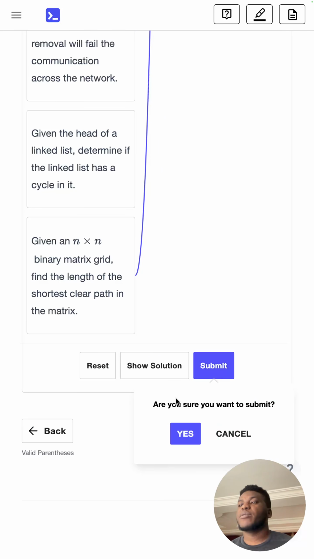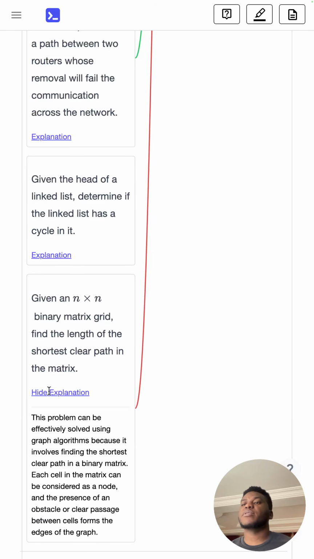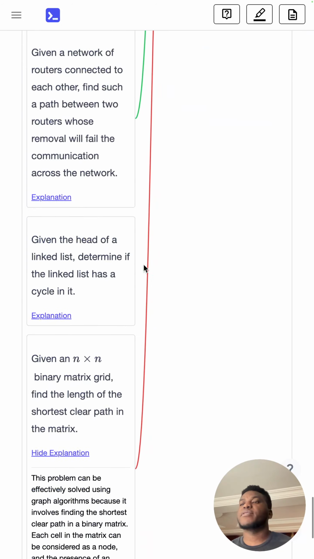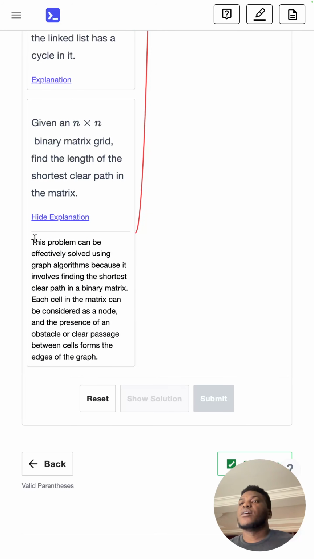Am I right? Am I wrong? Could be wrong. I was wrong. I messed it up. No, it's the only one I failed. We can solve it with a graph. Okay. Yeah, that one was good. It involves finding the shortest clear path in the binary matrix. Each cell can be considered a node, and the presence of an obstacle or clear passage between the cells forms the edges of the graph.